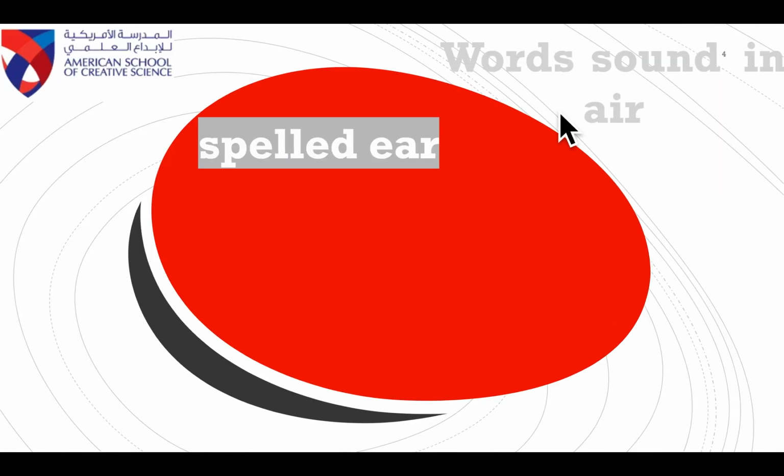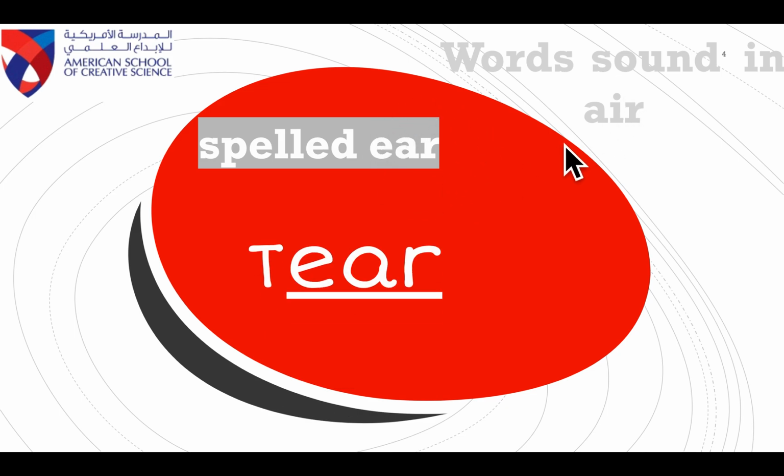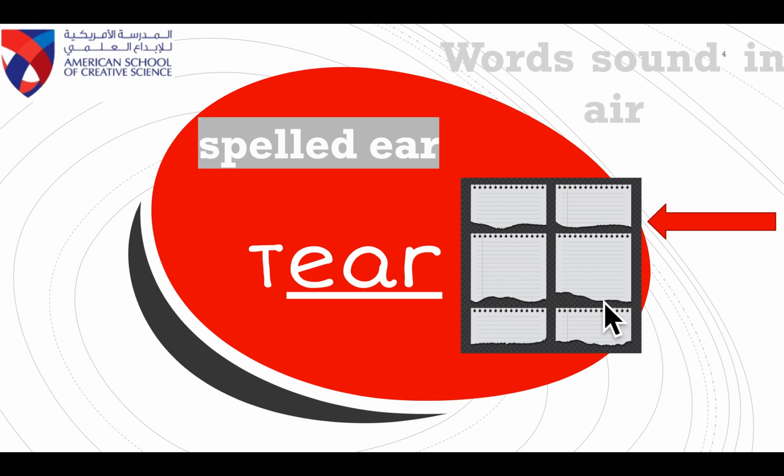Next, we have the same sound spelled E-A-R. Say air, but we'll see it in this kind of spelling. Now, what kind of word do we have, which is a good example? The word tear. Tear, sort of like when we tear a page. Say air. Now say tear. And the spelling this time is E-A-R to give us the air sound.